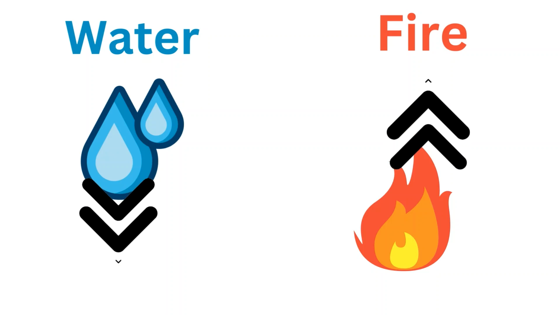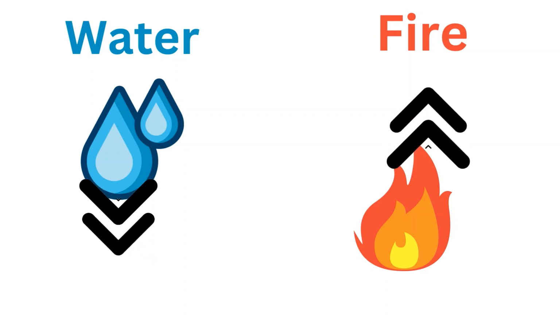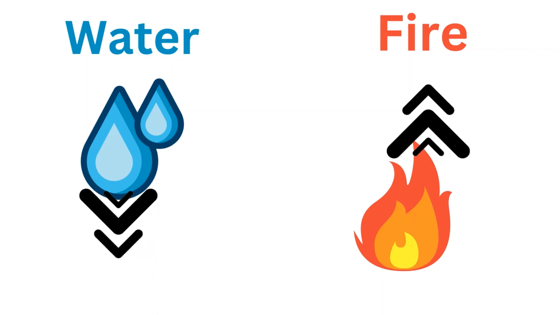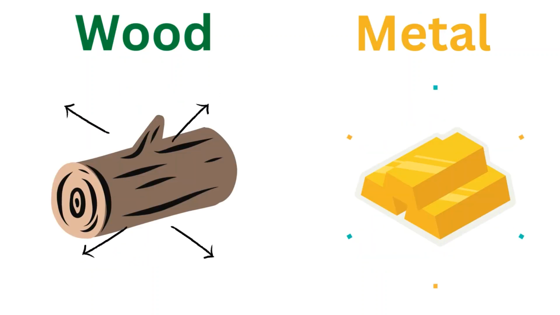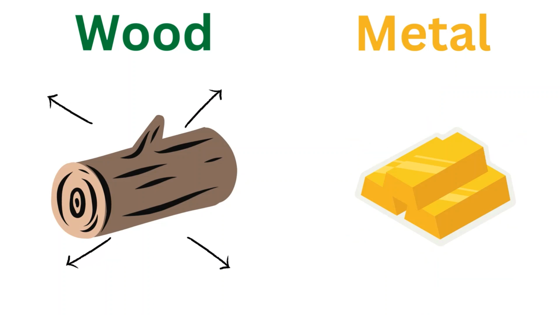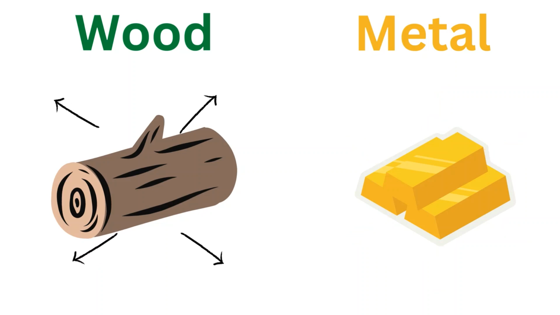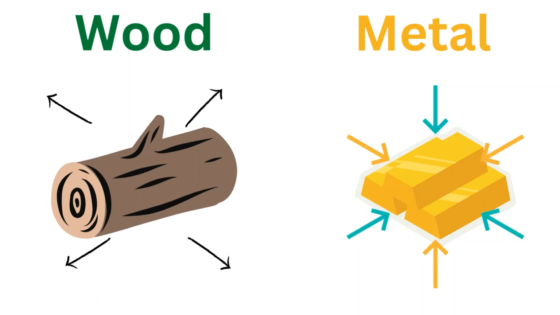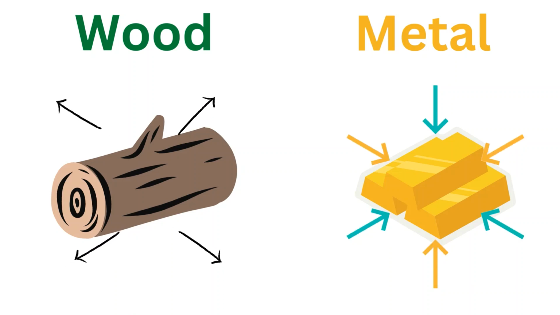Water represents cold energy. Its movement is downward. Fire represents heat energy. Its movement is upward. Even wood and metal have their own forms of energy. Wood ascribes to expanding energy. By observing how a tree is growing, you know the force is moving outward. Metals, on the other hand, ascribe to contracting energy. The force is moving inward.